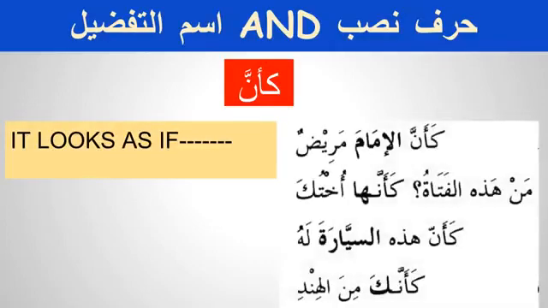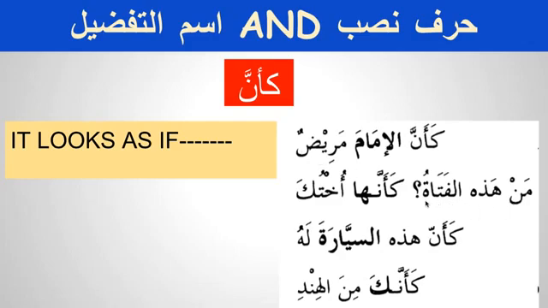So let's give some examples of ka'anna. We say ka'annal imama, because it is min akhwatu inna. So ismu inna will be mansoob, it will be fatha. So it looks as if the imam is maridun, is sick. Ka'annal imama maridun.